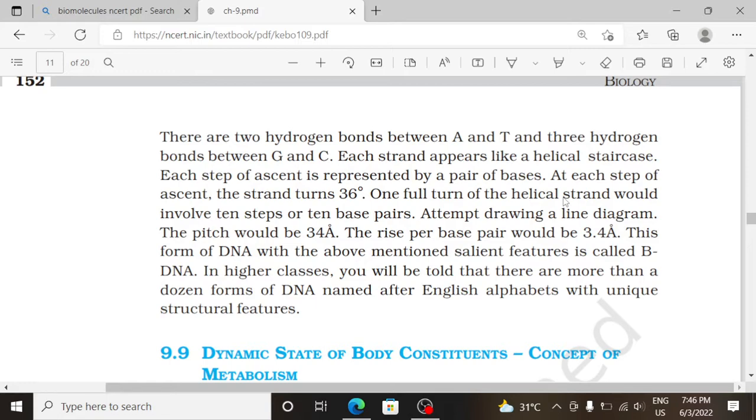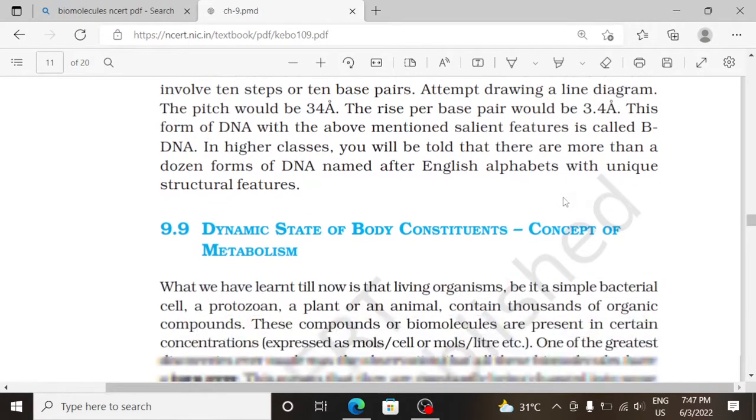Attempt drawing a line drawing. The pitch would be 34 angstrom. The rise per base pair would be 3.4 angstrom. This form of DNA with the above mentioned salient features is called B-DNA. In higher classes, you will be told that there are more than a dozen forms of DNA named after English alphabets with unique structural features.